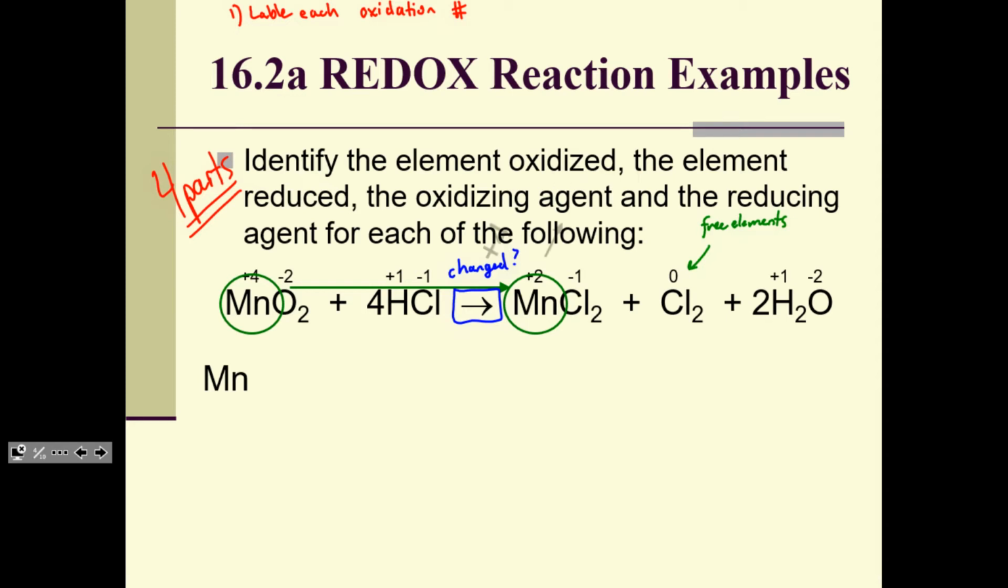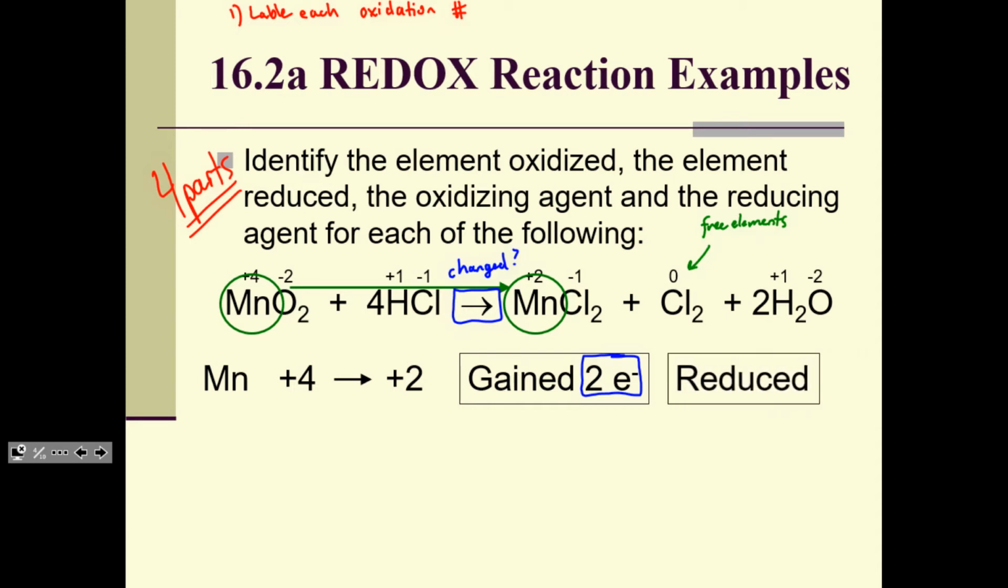Its oxidation number has gained 2 negative electrons. Now, the number went down, but the reason it went down was because we added 2 negative electrons. And when we gain electrons in redox, that is a reduction. OIL RIG, reduction is gain of electrons. So manganese has been reduced.